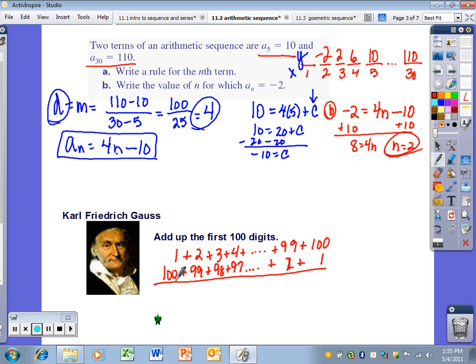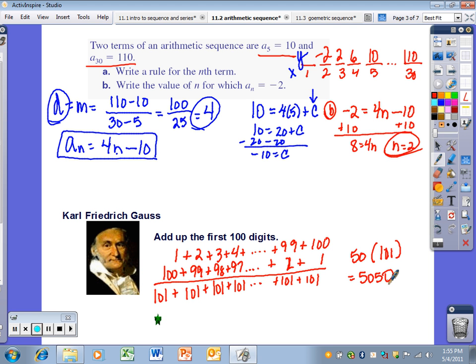What is 1 plus 100? 101. What is 2 plus 99? 101. 3 plus 98? 101. But did he need 100 both times? No, he only needed half of that. So he said half of that would have been 50 times 101 is 5,050.